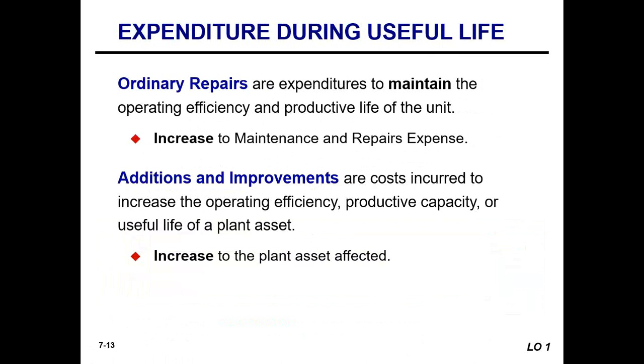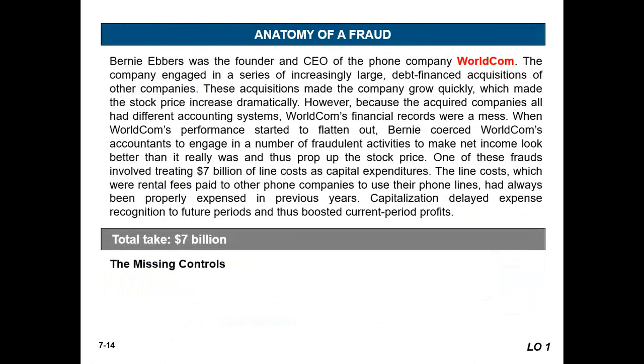Now, if we do something to the building, the truck, the equipment that actually increases the efficiency, the capacity, or the life, then that is used to increase the plant asset that is affected, and those amounts are then depreciated also. This is interesting. Why don't you take the time to read it, because it kind of tells the story of how assets, plant assets, and depreciation can be used to, let's say, cook the books.